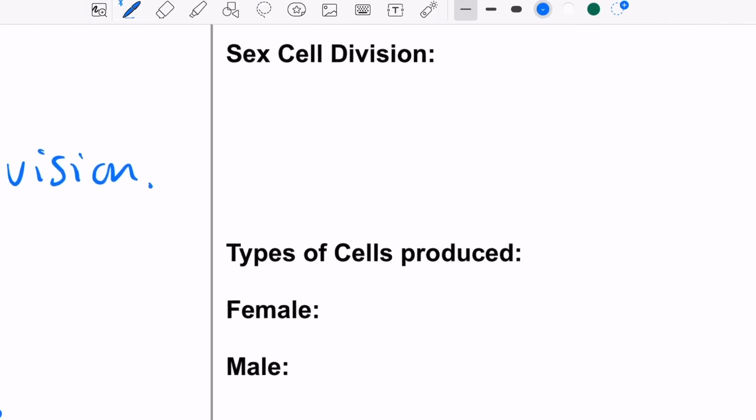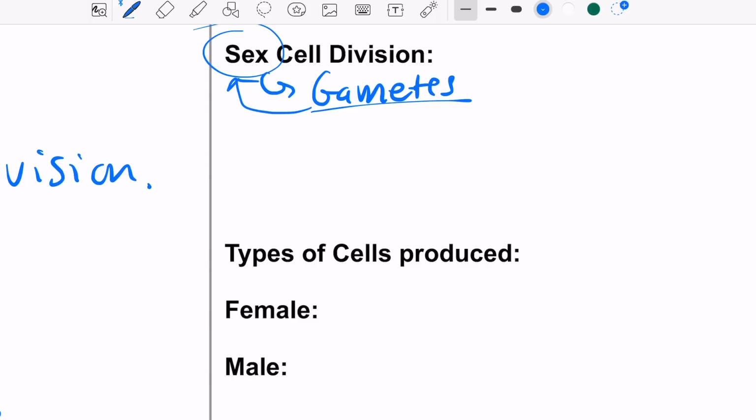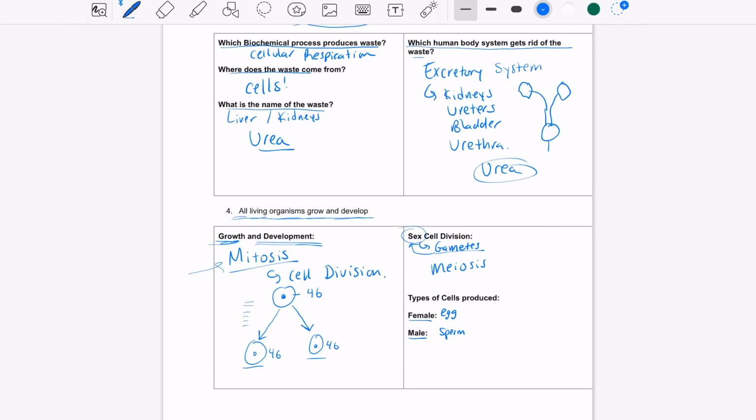There's another type of way of you making more cells. Sex cell division. When you make sex cells, that are also called gametes, gametes are also known as sex cells. That is called meiosis. Well, what are the gamete sex cells of a female? That is an egg. And for a male, it's a sperm. And we're going to talk more about that in future lessons.